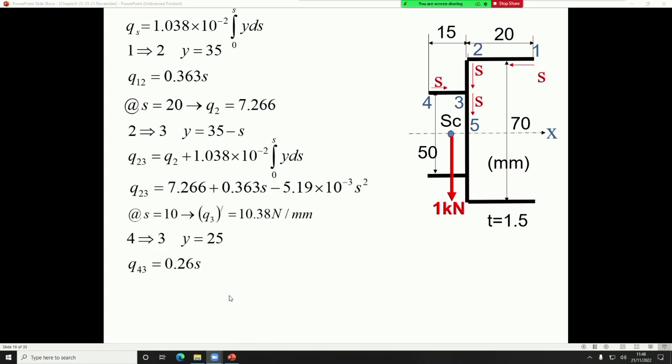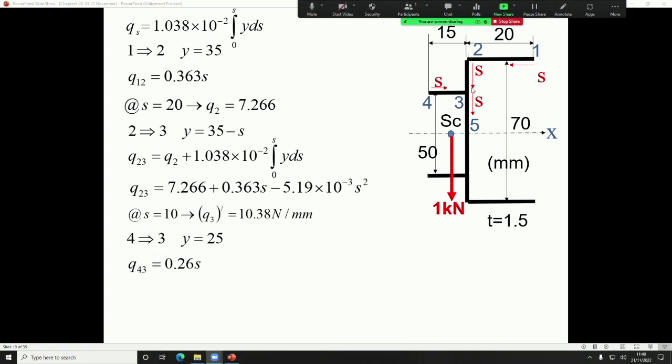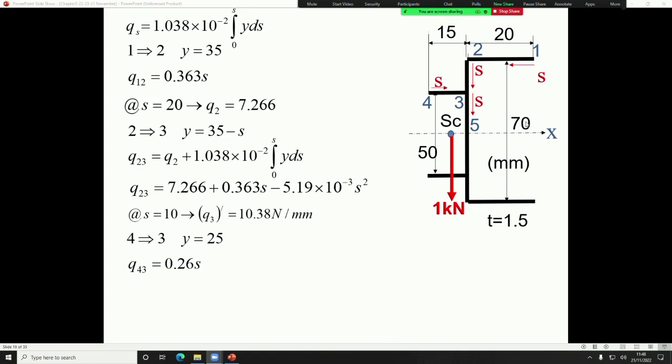Now the shear flow at point 3, because of panel 2, 3, can be obtained by substituting the value of s equal to 10, so this is 35 minus 25, which gives us 10. So at this distance, s is equal to 10. If I substitute 10 in this relation here, I get the shear flow because of panel 2, 3. We call it Q3 prime.